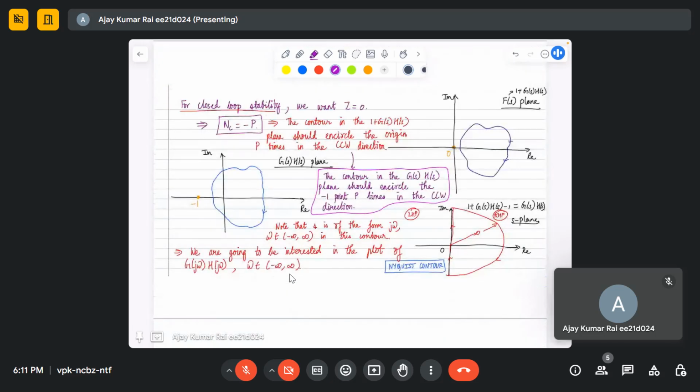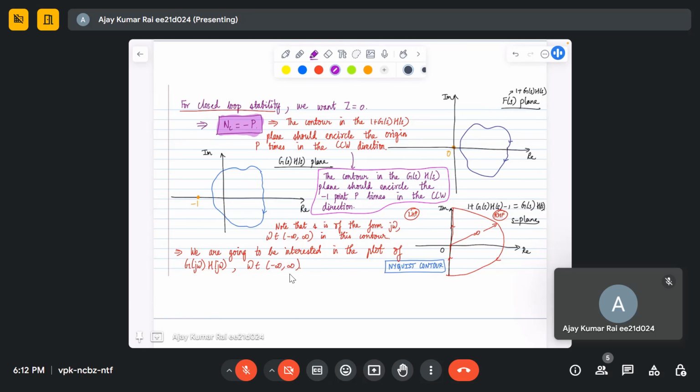For closed loop stability, N_C should be equal to minus P, because Z is equal to 0. Z is the number of closed loop poles lying in the right half plane, and for stability that number should be equal to 0, right? So N_C should be equal to minus P. Minus means anti-clockwise direction. So the contour in the 1 plus G(s)H(s) plane should encircle the origin P times in the counterclockwise direction.